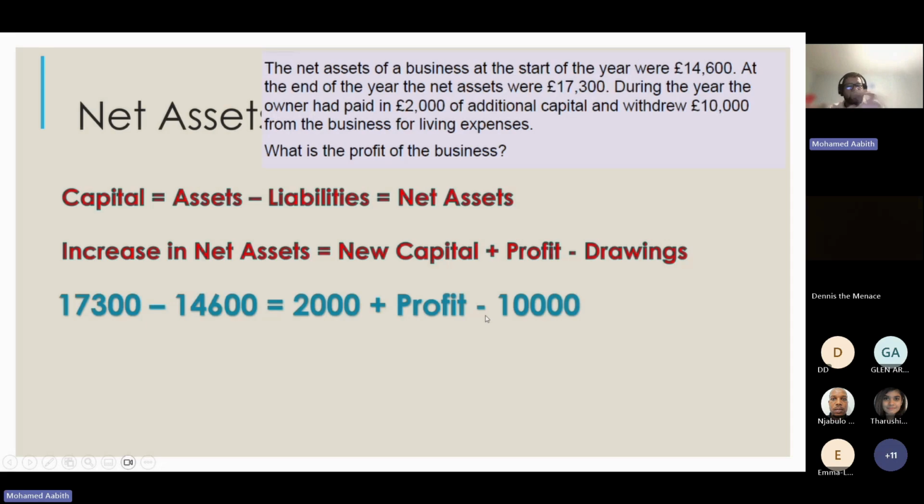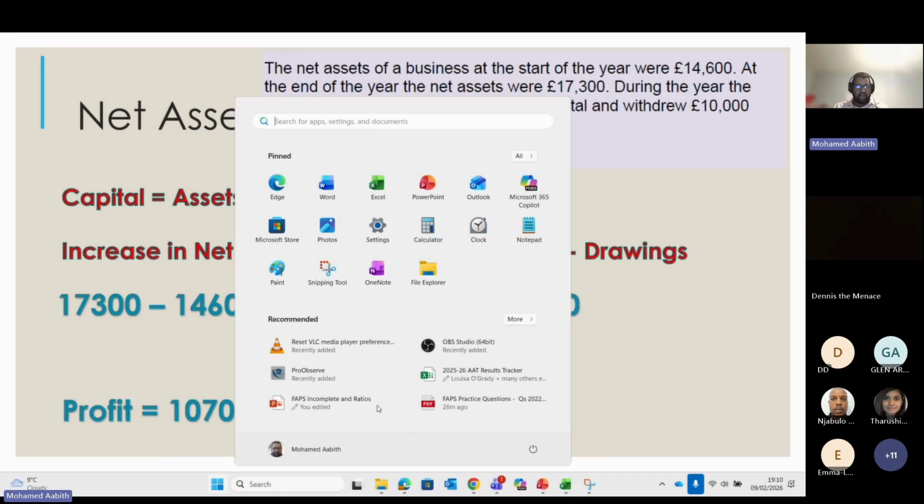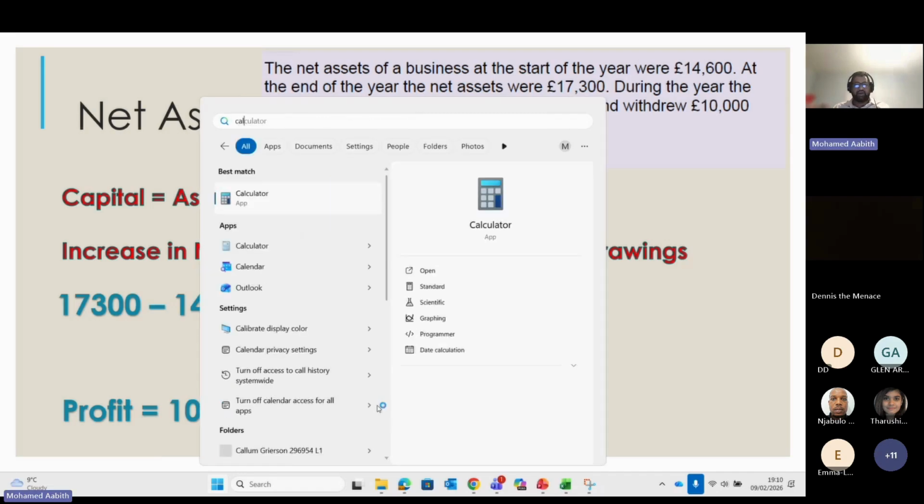So if you redraft this mathematical equation, that means you keep the profit one side and move all the monetary figures to the other side, you will get the figure of profit of 10,700 pounds. We can prove it by using the calculator. Let's see the calculator. I'm going to get a trusted calculator out.